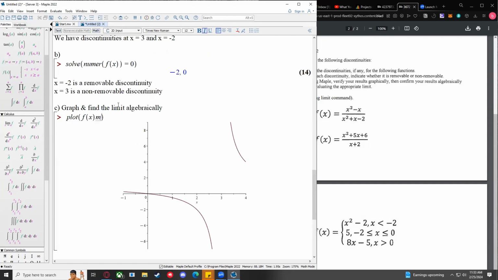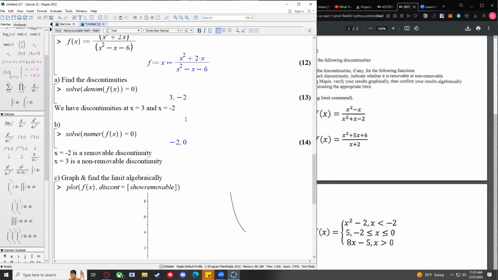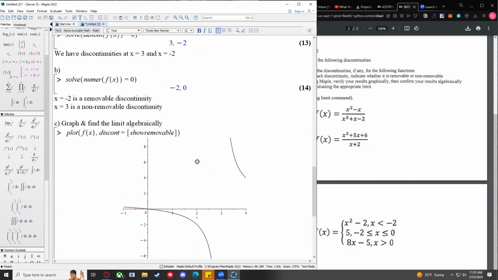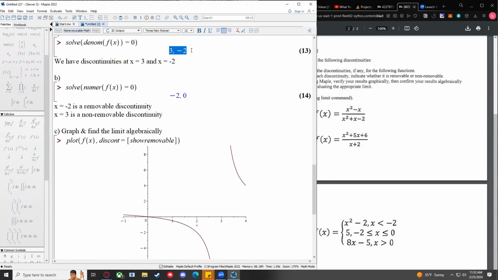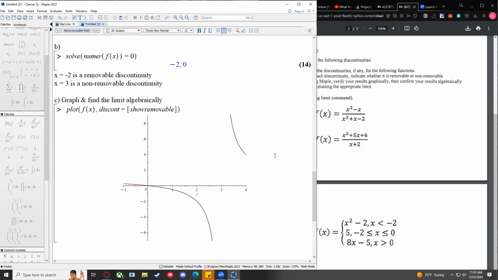And to get even more fancy with it, we can always write discount equals show removable. And I noticed looking at my picture, I don't really see the things that I'm interested in seeing. I do see what happens when x is 3, but I don't know what happens when x is -2. So it looks like by default, the picture is just not what I'm looking for. And so I'm going to add some x values. I'm going to say that x is equal to -5 to 5.